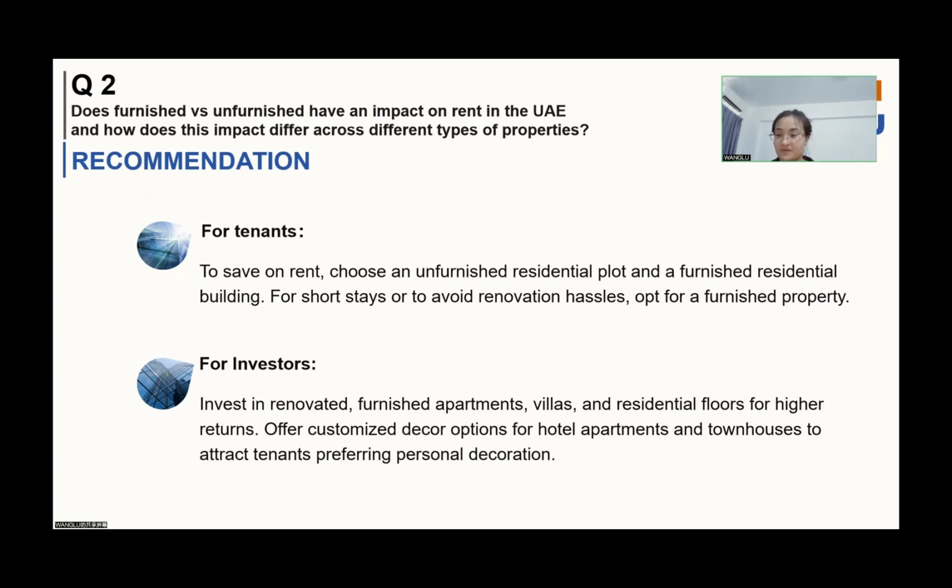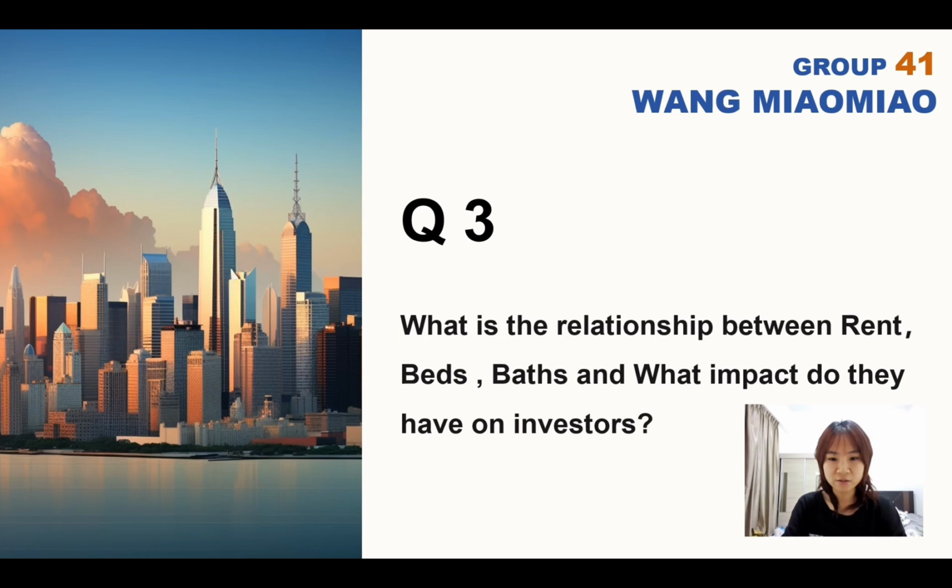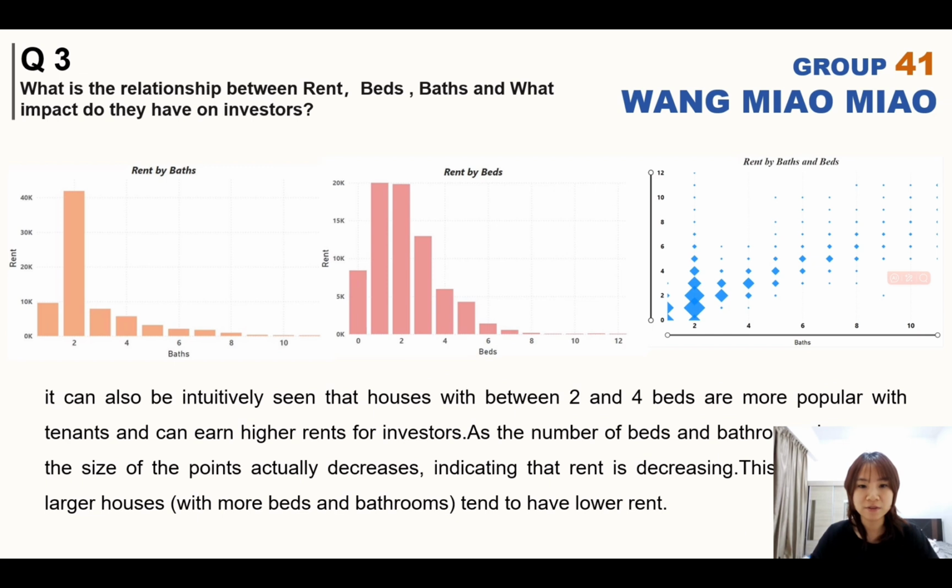Question 3. What is the relationship between rent, beds, and baths, and what impact do they have on investors? From these three graphs, we can see that without considering other factors, the number of bathrooms has little effect on rate, and houses with 2 bathrooms have the highest utilization rate.